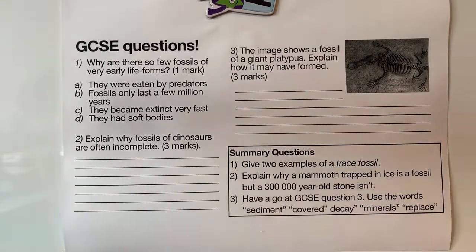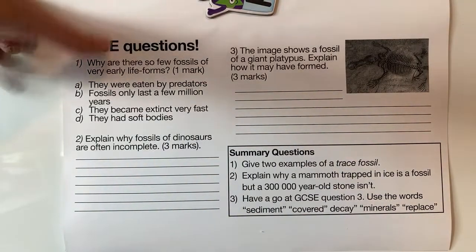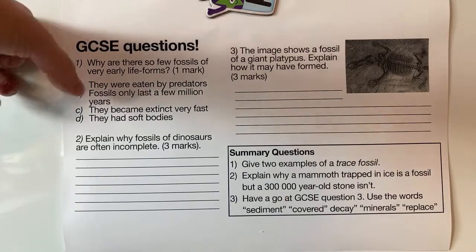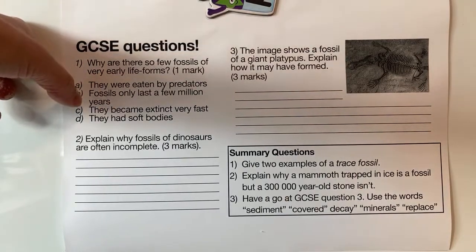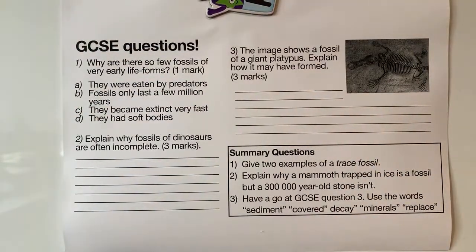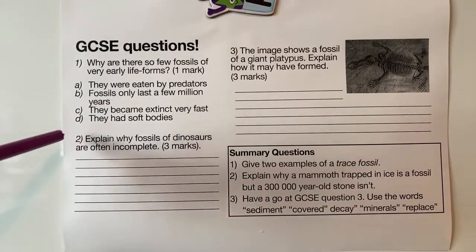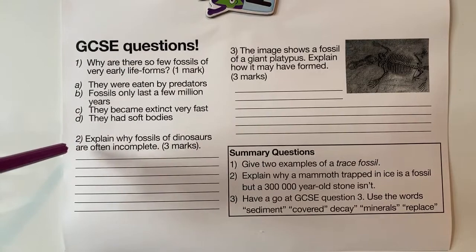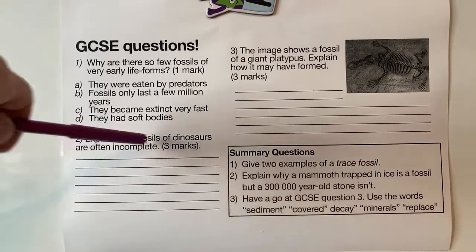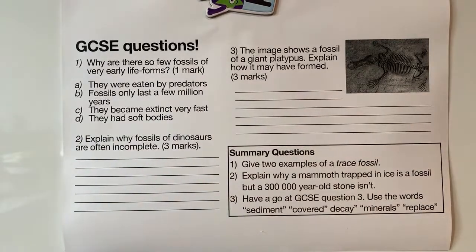And your GCSE questions: why are there so few fossils of very early life forms? It's a real GCSE question, for 1 mark. Is it because they were eaten by predators? Is it because fossils only last a few million years? They become extinct very fast, or they had soft bodies? Question 2, explain why fossils of dinosaurs are often incomplete. So why, when you find a dinosaur fossil, are there bits missing? 3 marks, 3 reasons why bits of dinosaur fossil might go missing.